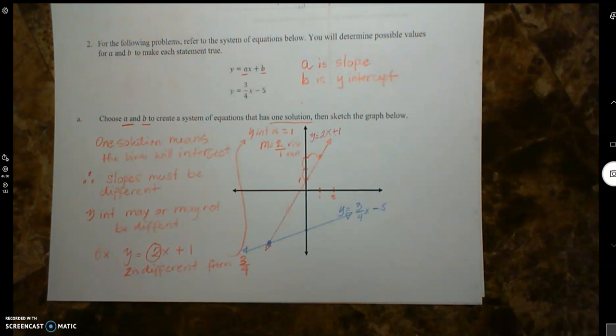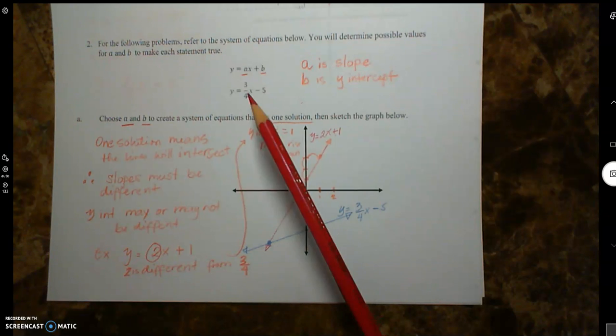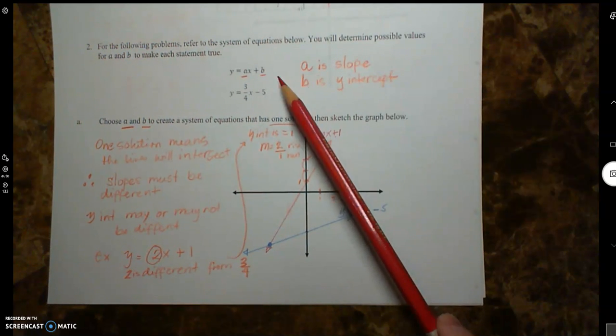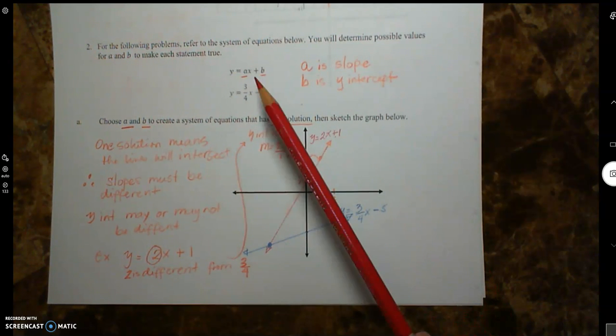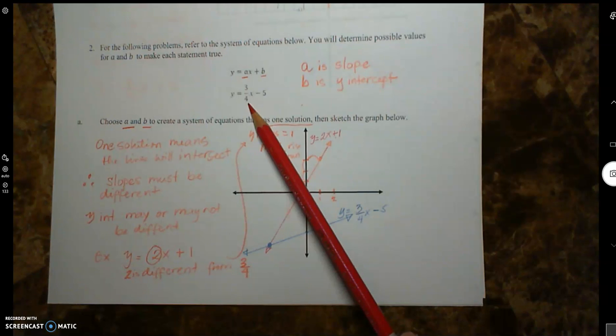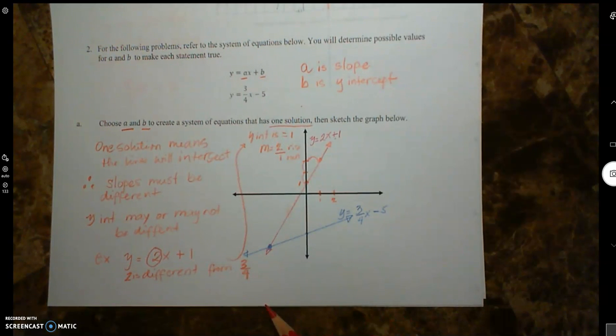Question number 2. For the following problems, refer to the system of equations below. You will determine possible values for A and B to make each statement true. Statement number 1. Choose A and B to create a system of equations that has one solution, then sketch the graph below. Now, please understand that your A represents a slope, and then your B represents the y-intercept. So your slope here is 3/4, and your y-intercept is a negative 5.